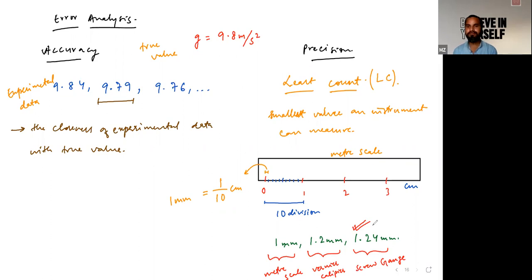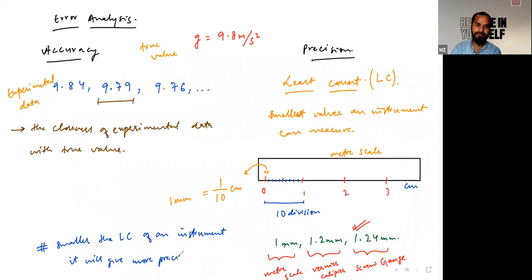Is it clear to everyone? What do you mean by precision? So precision is nothing but defined according to the least count. The smaller the value of the least count of the instrument, it will give you more precise results. So from this, you can conclude: the smaller the least count of an instrument, it will give you more precise result.